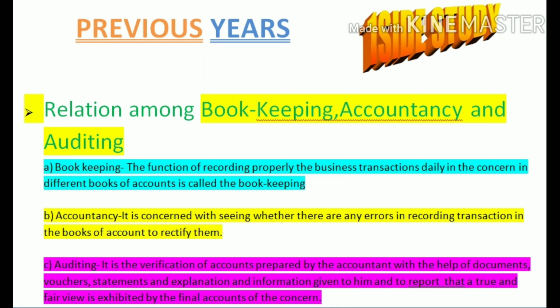And the last one is auditing, which is very important. It is the verification of accounts prepared by the accountant with the help of documents, vouchers, statements and explanations and information given to him, and to report whether true and fair view is exhibited by the financial accounts of the concern. The report generated by auditor in auditing will be the final and fair view of the business transaction and the business position of the concern.